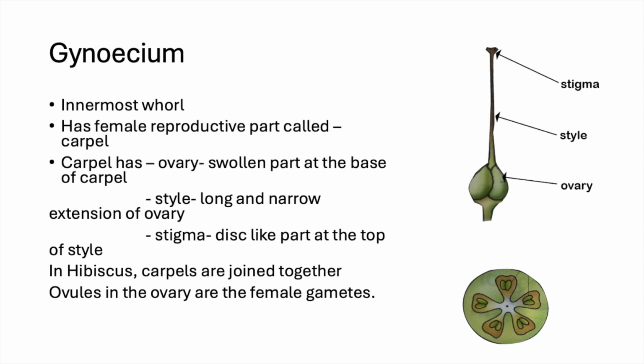The gynoecium is the innermost whorl. It has the female reproductive part, and it's called the carpel. The carpel has an ovary which is swollen right at the bottom. The style, which is the long and narrow extension of the ovary, and the stigma, which is a disc-like part at the top of the style. In a hibiscus, the carpels are joined together. The ovules in the ovary contain the female gametes.